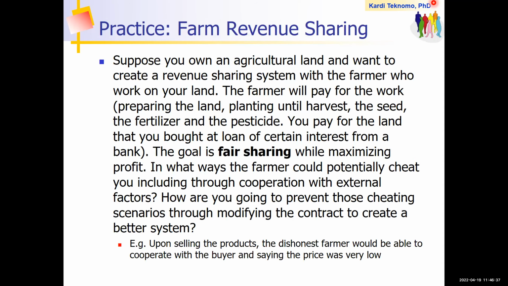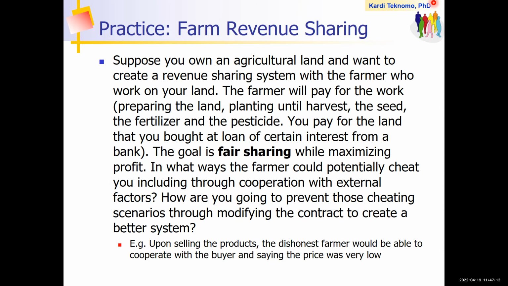One is a revenue sharing system. So suppose you own agricultural land, and you want to create a revenue sharing system with the farmer. This is an old system anyway, but this is just a game so that you can practice. The farmer will pay for the work, meaning preparing the land, planting, the seed, fertilizer, pesticide, and so on. And you pay for the land that you bought on loan, with certain interest from the bank.